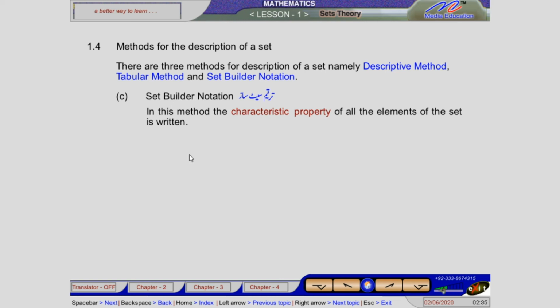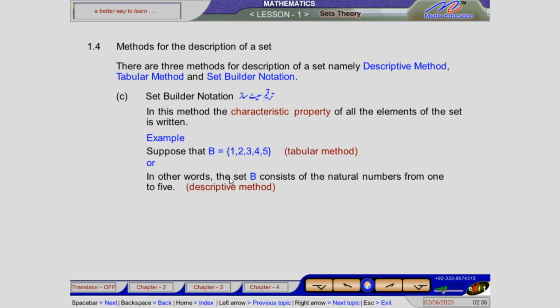Now the set builder notation method. In this method, the characteristic property of all the elements of the set is written. Let's have a look at its example. Suppose that set B is equal to {1, 2, 3, 4, 5} and it is written in tabular form. Or we can say that the set B consists of the natural numbers from 1 to 5.